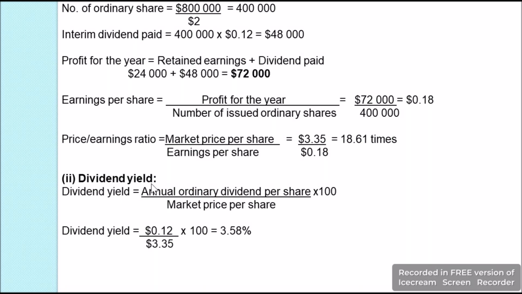Next we have dividend yield. Dividend yield is equal to annual ordinary dividend per share times 100 divided by market price per share. The annual ordinary dividend per share, we get it by taking the interim dividend as well as the proposed dividend. We don't have a proposed dividend here, we just have the interim dividend given in the additional information. So we'll take this interim dividend as the annual ordinary dividend paid per share, 12 cents, divided by the market price per share, which is $3.35, and we will multiply it by 100. We will get dividend yield as 3.58%.